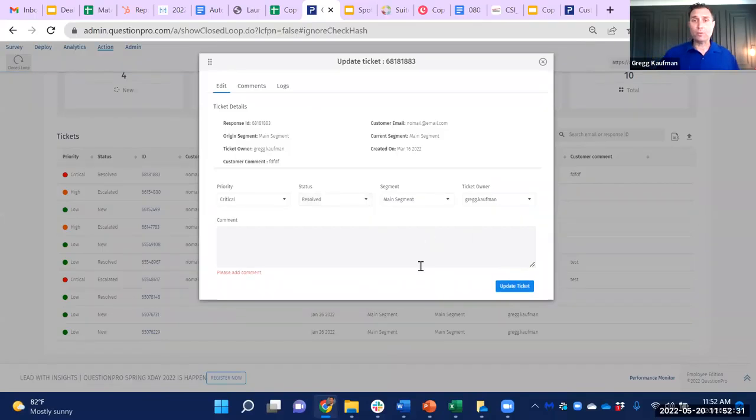Okay, so that is a high-level overview of what comes out of the box for DealerPulse reporting. And now I'm going to just review a little bit about what is included with a DealerPulse subscription.